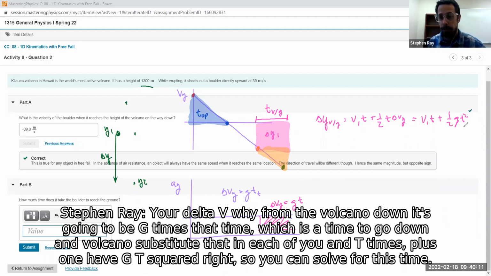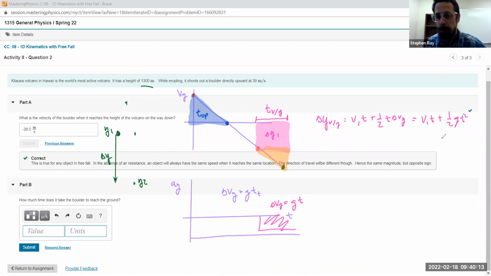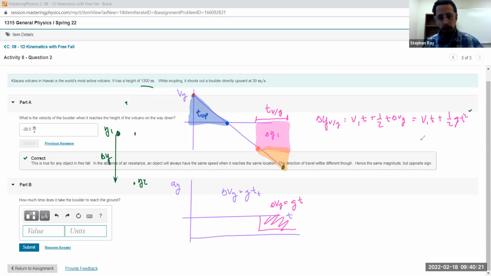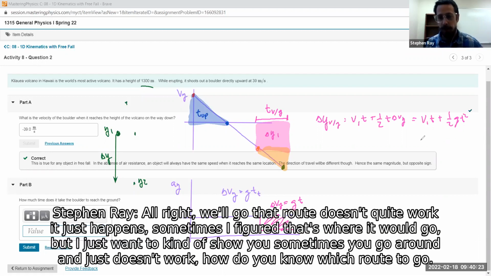So you can solve for this time if you wanted to. The only thing is this looks like a quadratic equation, and that's ugly, and I don't want to do that. Okay. All right, we'll go that route. It doesn't quite work. It just happens sometimes.